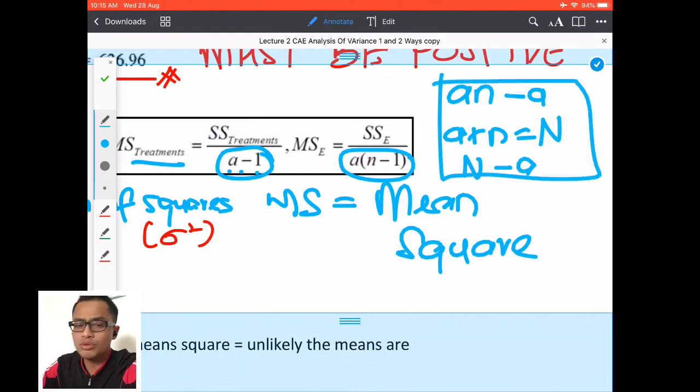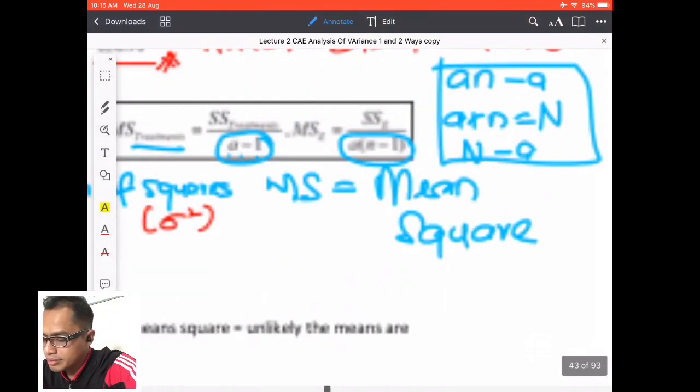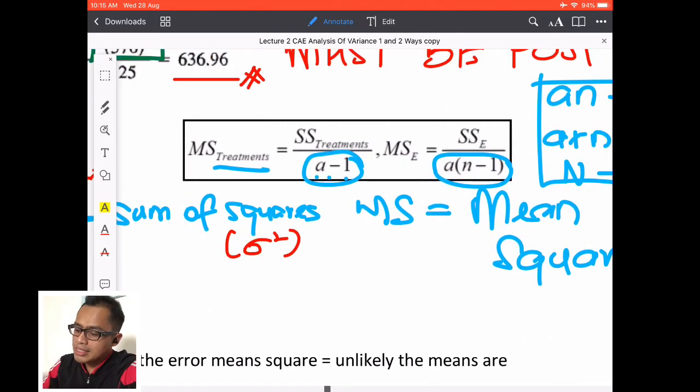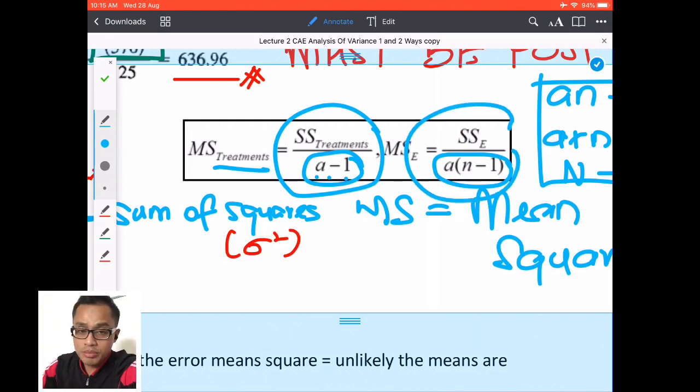Mathematics lah. I know you know mathematics. Okay. Oh my god, sorry, my bad. Okay. Right. So whatever you get from SSE, you divide by the degree of freedom of A minus 1, SS treatment, sorry. And for MSE, mean square error, is SSE divided by AN minus 1. Okay?